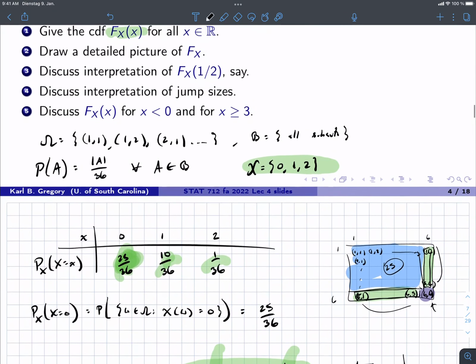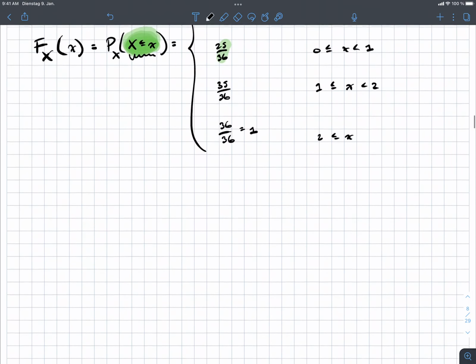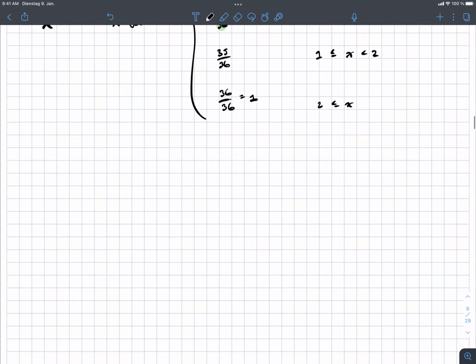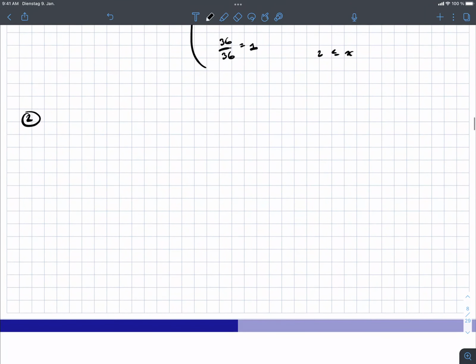So that was number 1. Let's draw a detailed picture of this. So I've got 0, 1, and 2.